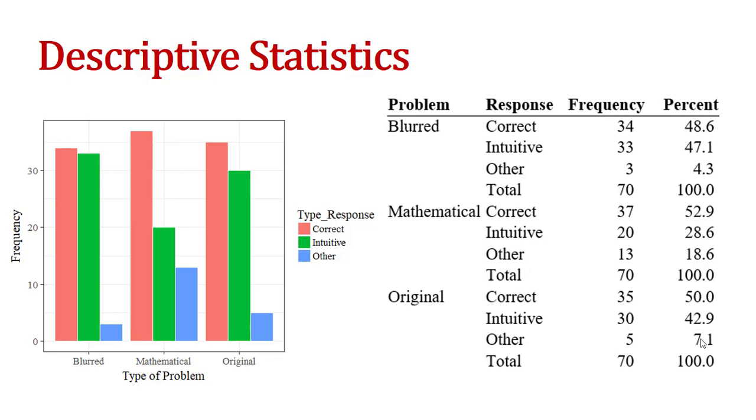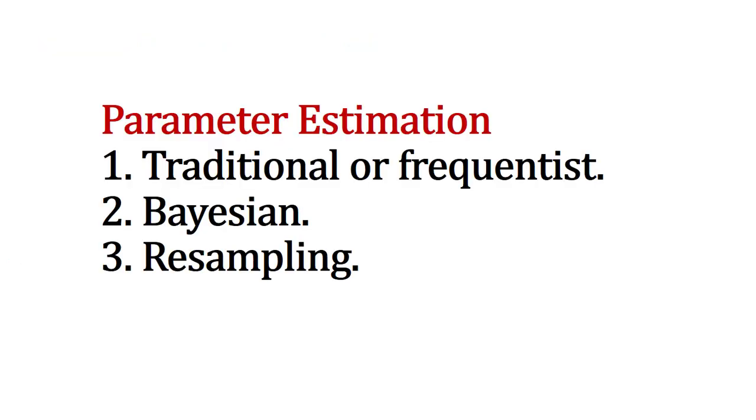Now we're going to move on to the parameter estimation approaches. In the parameter estimation approaches, we've got the traditional frequentist, Bayesian, and resampling. These approaches are about estimating the proportions. We've seen these in previous videos.